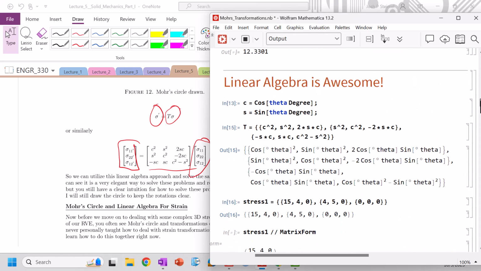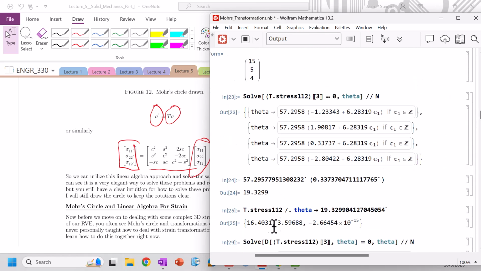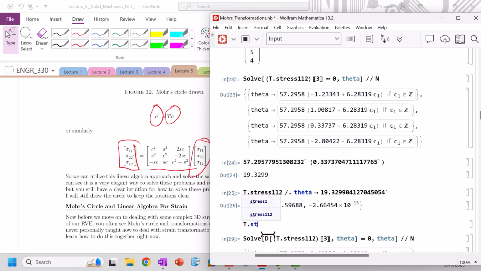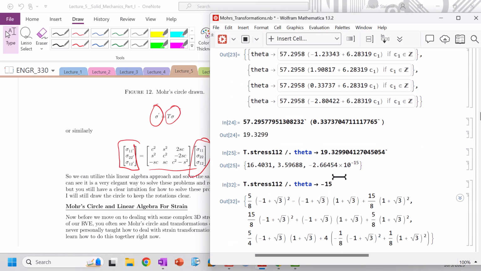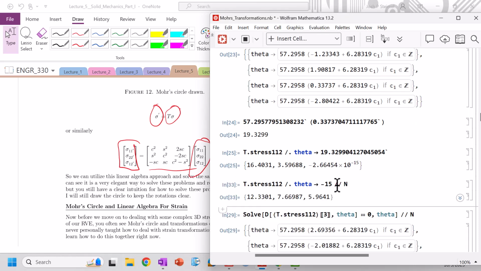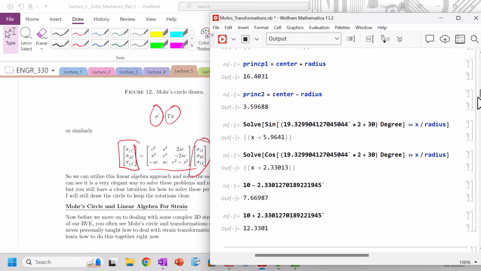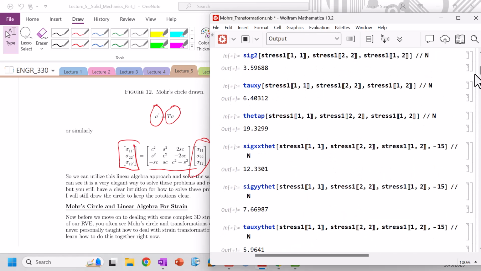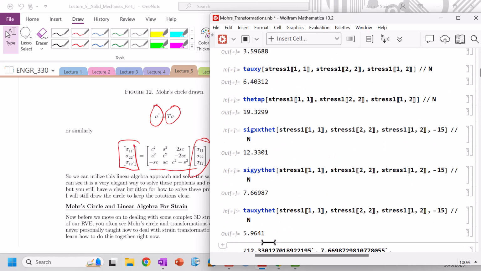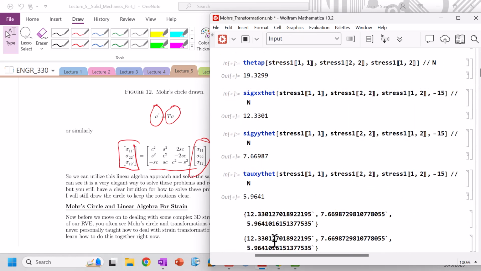And finally, if I want to find what the stress state is, T dot stress 1, 1, 2 with theta going to minus 15 for that clockwise rotation, this is my new sigma 11. I'm going to copy this and paste it over here. This is my new 12.33, 7.66, 5.96. We got it.